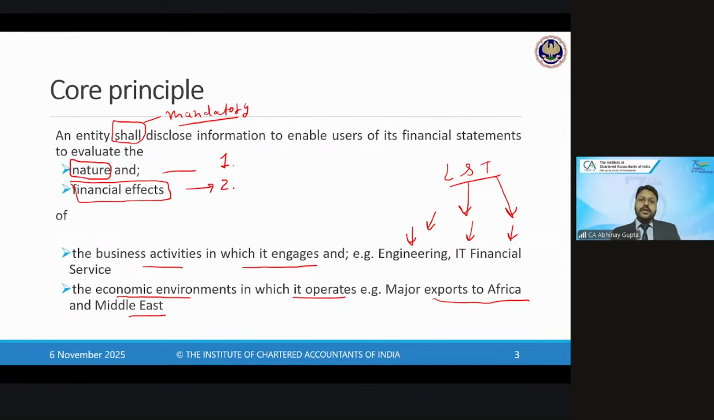If this standard is not there, the company will not be bound to disclose all these deeper insights about their businesses in the financial statements. So this is the standard casting this responsibility on the management. Is that clear?